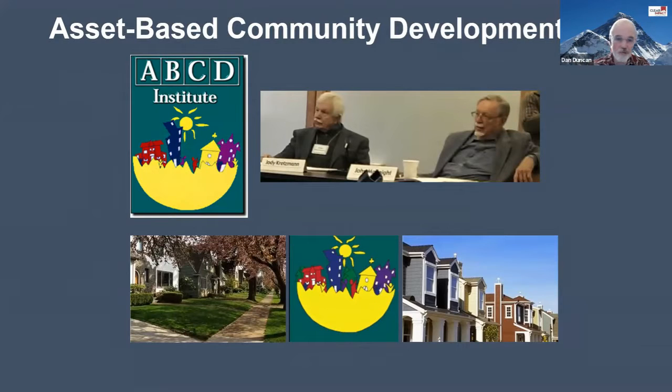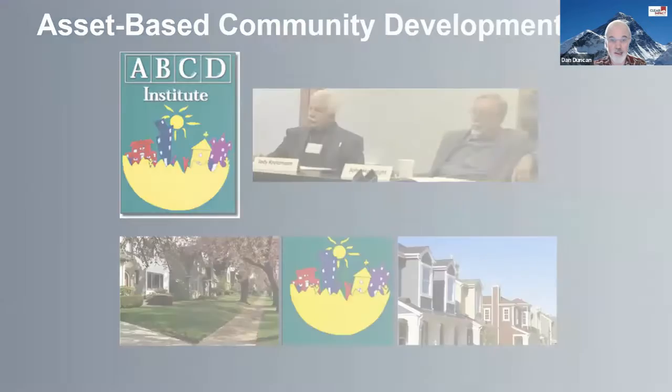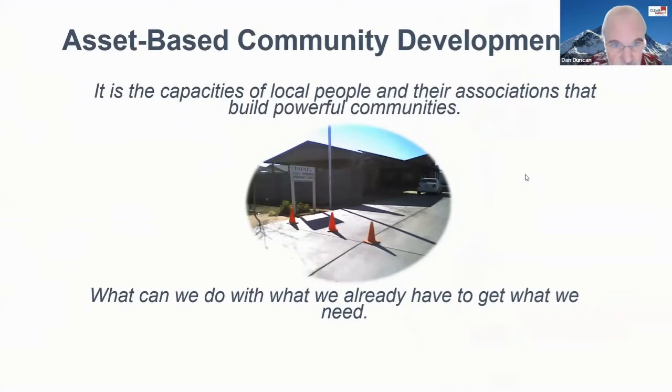So they put together a research team and went into low-income neighborhoods throughout North America to identify those neighborhoods that were doing better than those that were struggling. What was different? What was unique? What they found was those neighborhoods that were doing better were focusing on what can we do with what we already have to get what we need. They were focusing on identifying all of the resources they already had and using them, because it's the capacity of local people and their associations that build powerful communities. What can we do with what we already have to get what we need?